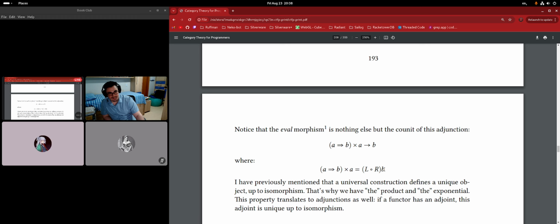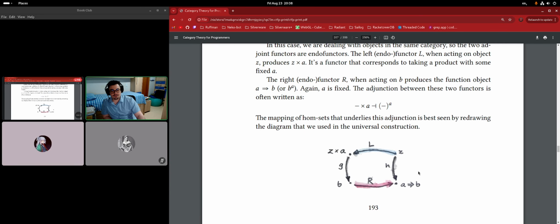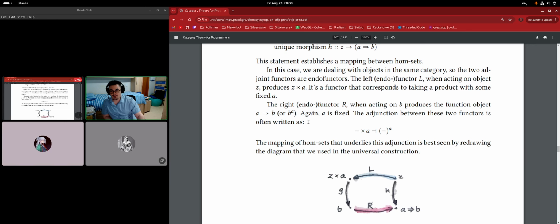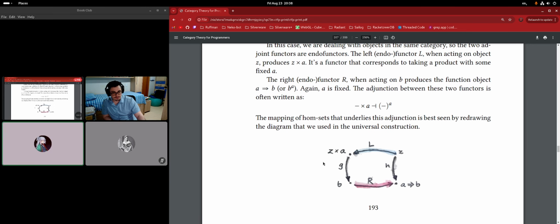It's exactly what you said. You pick a B, apply R to it. What does that do? That gives you a function. Let's call it a Z for lols. L picks a Z and returns the product with A of whatever Z is, which ends up being this. But how can we do the same with the diagram? I understand what you said. What you said makes sense. The important point here is that Z and B are arbitrary.